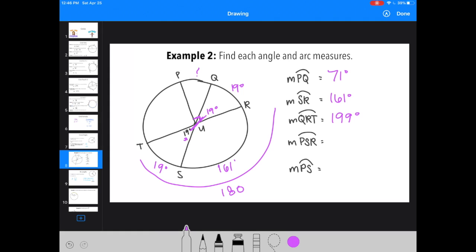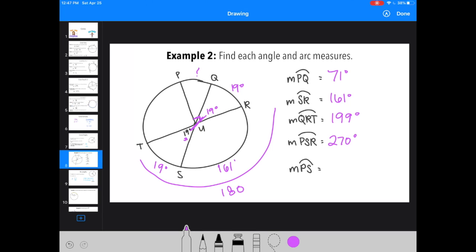My next arc to find is PSR. Well, without even looking at any measurements, what's the angle measure all the way around the circle? 360 degrees. Okay. What's my measurement of PQR? 90 degrees. So 360 minus 90 degrees will give me PSR, which is 270 degrees.